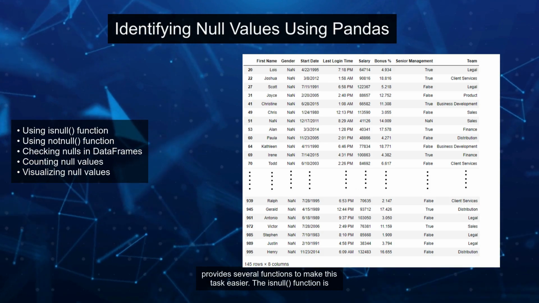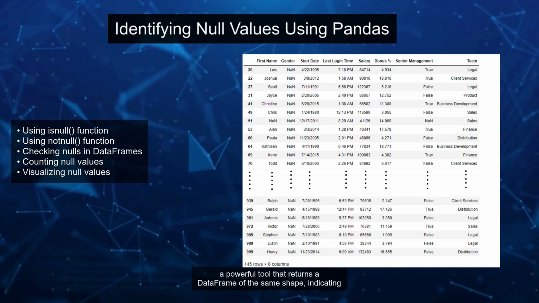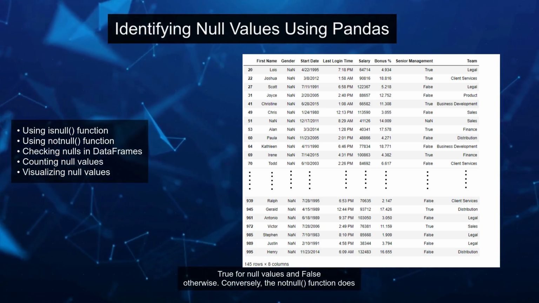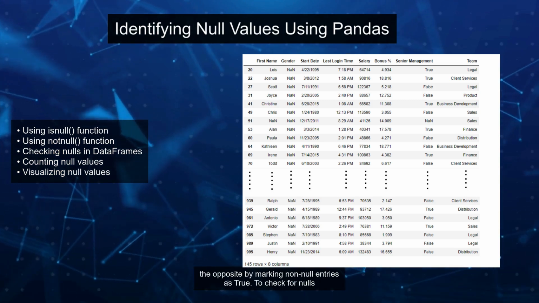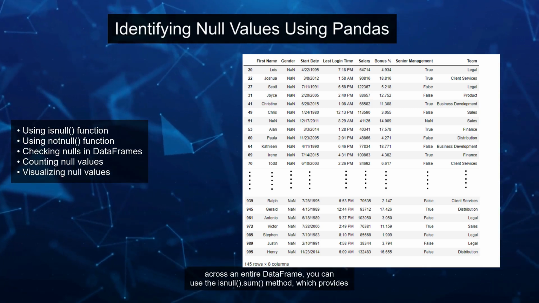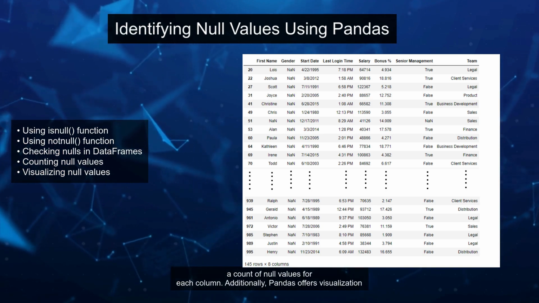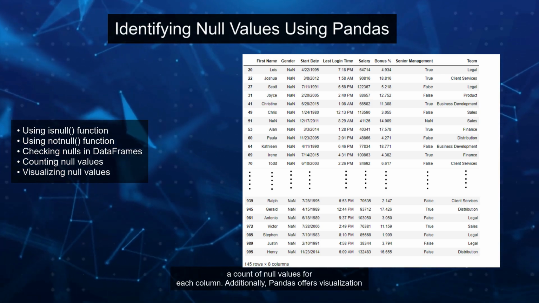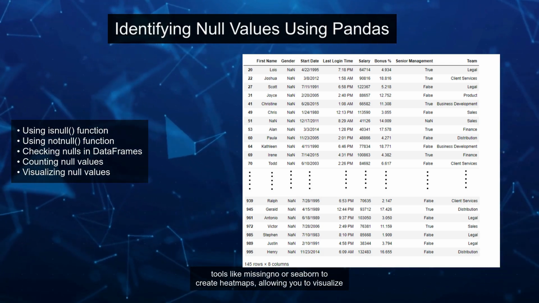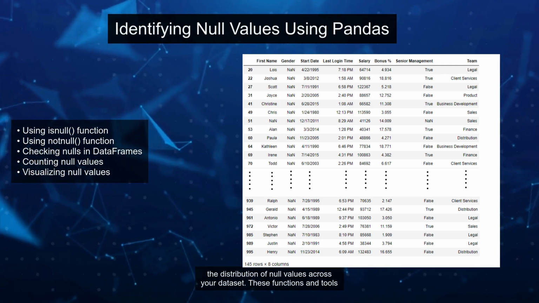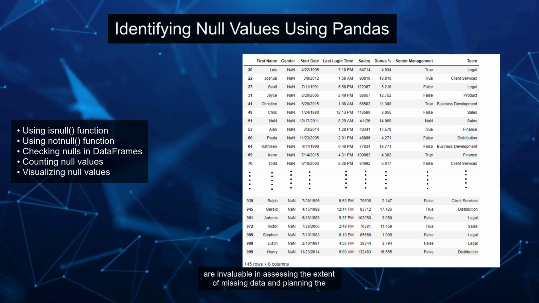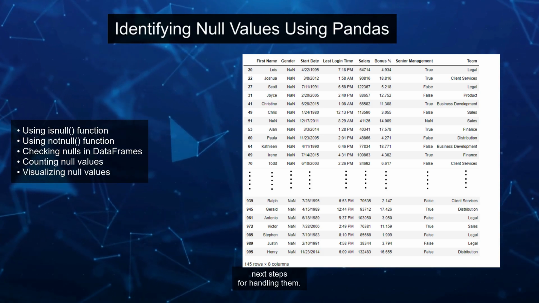Identifying null values is the first step in handling them efficiently. Pandas provides several functions to make this task easier. The isnull function is a powerful tool that returns a data frame of the same shape, indicating true for null values and false otherwise. Conversely, the notnull function does the opposite by marking non-null entries as true. To check for nulls across an entire data frame, you can use the isnull().sum() method, which provides a count of null values for each column. Additionally, visualization tools like Missingno or Seaborn can create heat maps, allowing you to visualize the distribution of null values across your dataset. These functions and tools are invaluable in assessing the extent of missing data and planning the next steps for handling them.